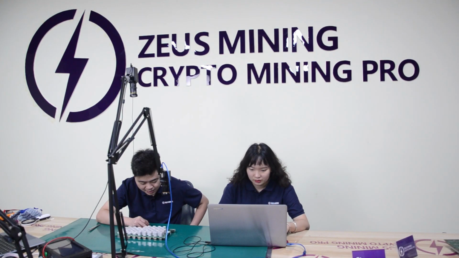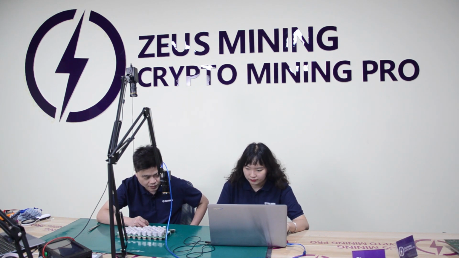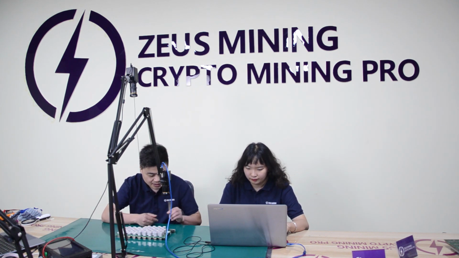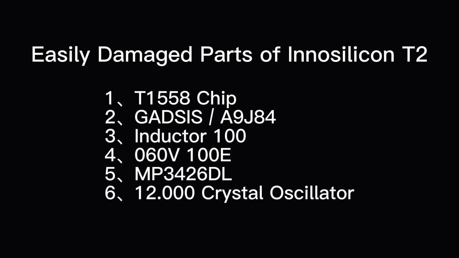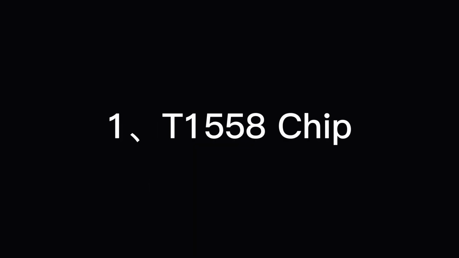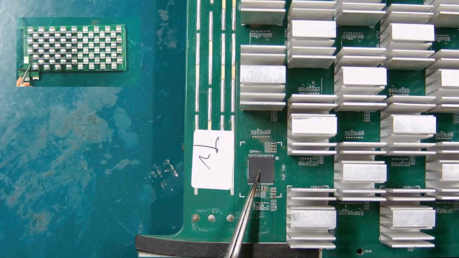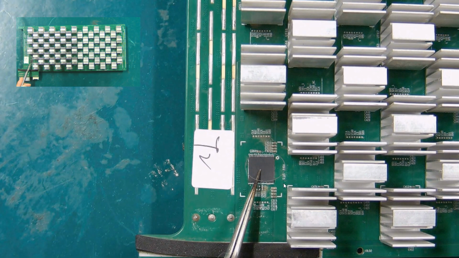Hello everyone. I would like to introduce the main easily damaged parts on the hashboard of Innosilicon T2. First, let's look at the ASIC chip, T1558. If it is damaged, the hash rate of this hashboard will decrease, or be 0 hash rate.